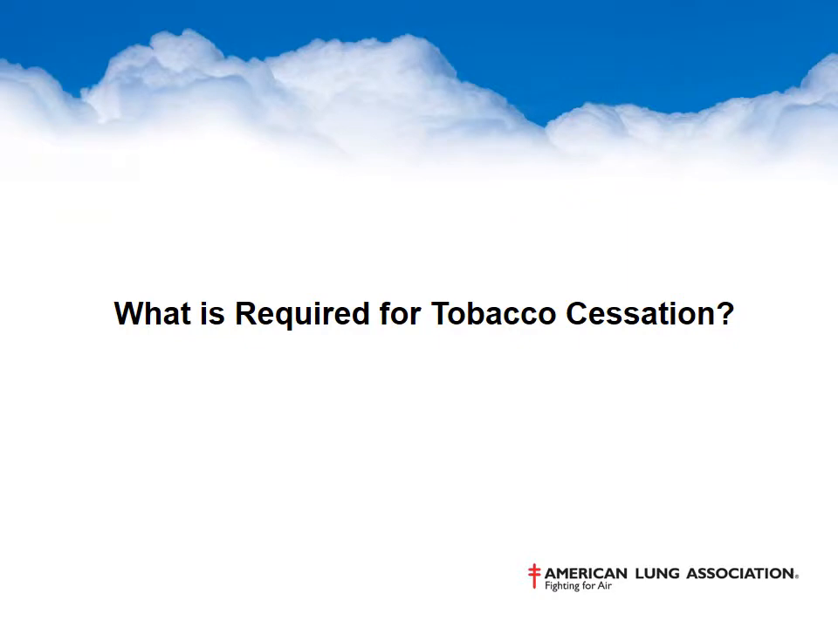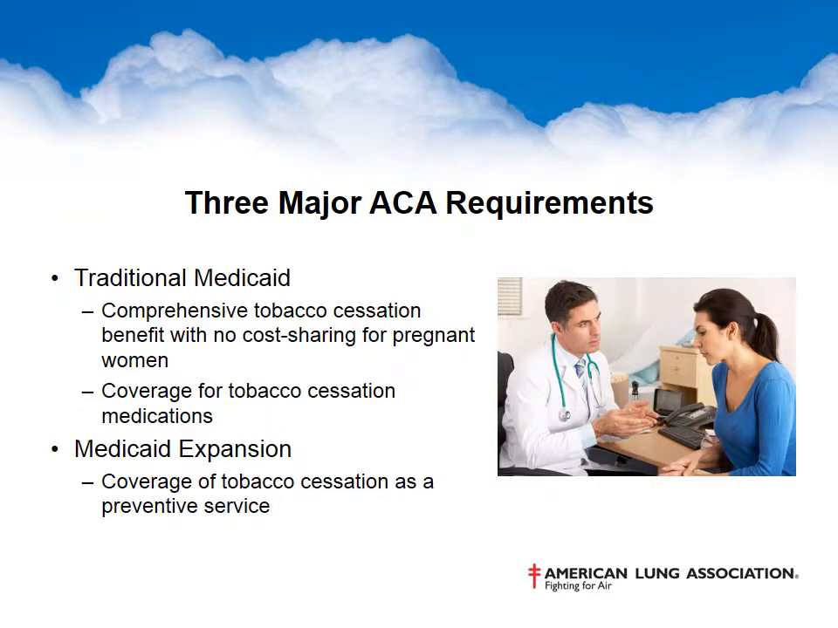Now that we know what Medicaid is and what Medicaid expansion is and why we should be helping folks on Medicaid quit smoking, let's talk about what is required for these plans offered to Medicaid enrollees for tobacco cessation. There are three major requirements related to Medicaid and tobacco cessation to talk about here, and they all come from the ACA in some shape or form. The first one is under traditional Medicaid, the requirement for comprehensive tobacco cessation benefit with no cost sharing for pregnant women.